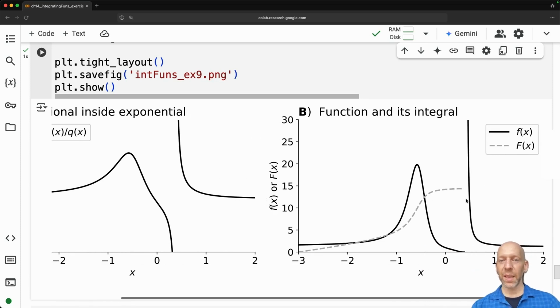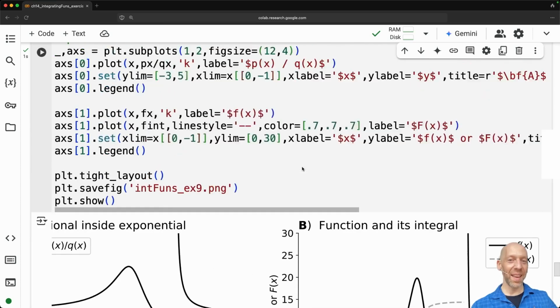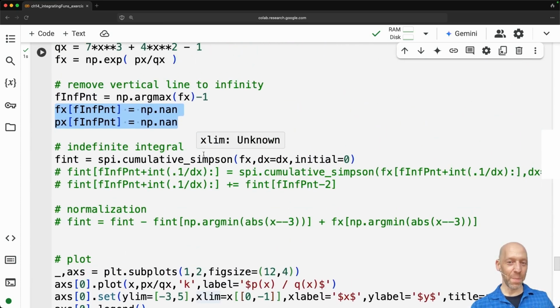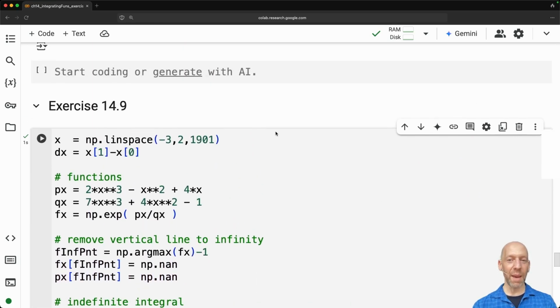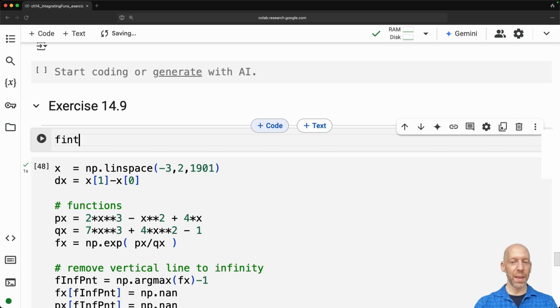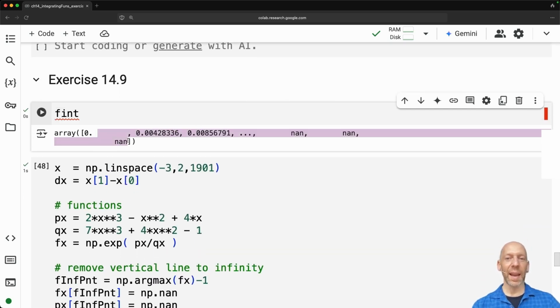Okay, so now you can see there's no indefinite integral after this discontinuity. So where did it go? Maybe you think it's being plotted all the way up here. You can try extending the y-axis boundary. It's not there, okay? And to show you that it's not there, I'm going to just look at the numerical value. So this variable is called f int. So f int, and here we see we get some numbers and then we get nans.